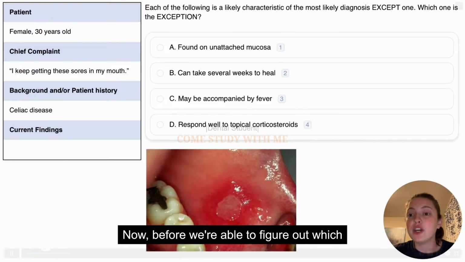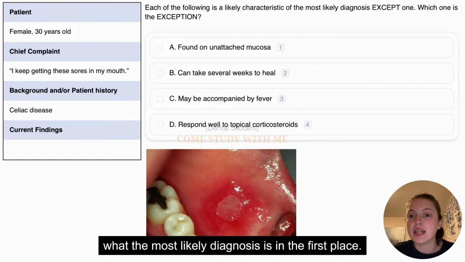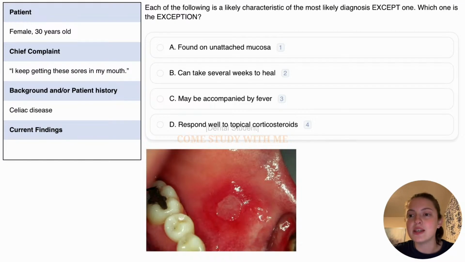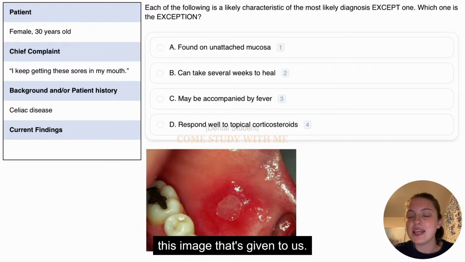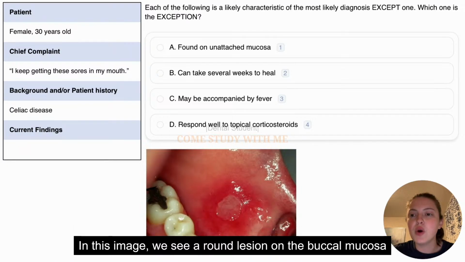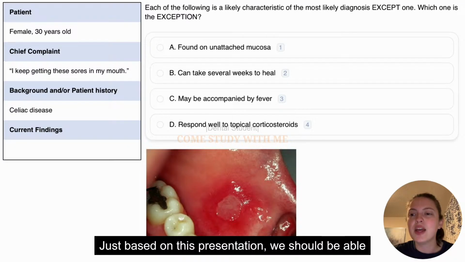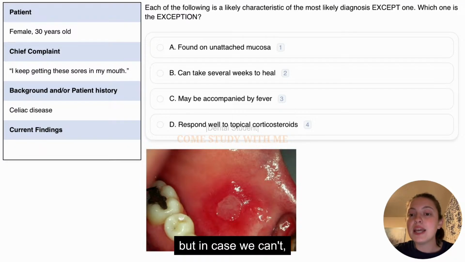Now, before we're able to figure out which of these answer choices is not a likely characteristic of the most likely diagnosis, we need to determine what the most likely diagnosis is in the first place. And to do that, we'll mainly be looking at this image that's given to us. In this image, we see a round lesion on the buccal mucosa with a whitish yellow central area surrounded by erythema.